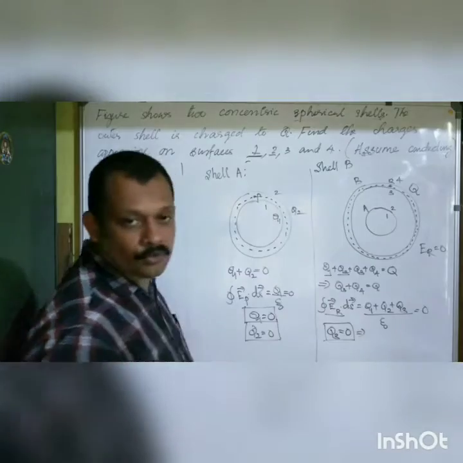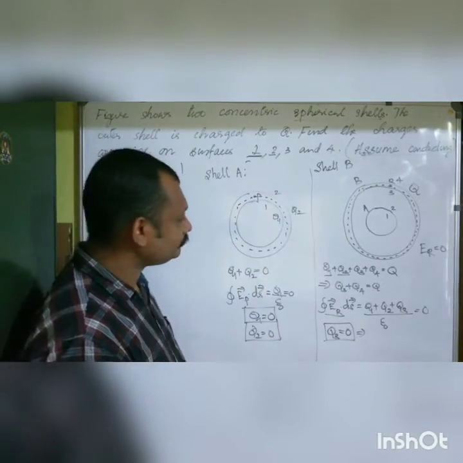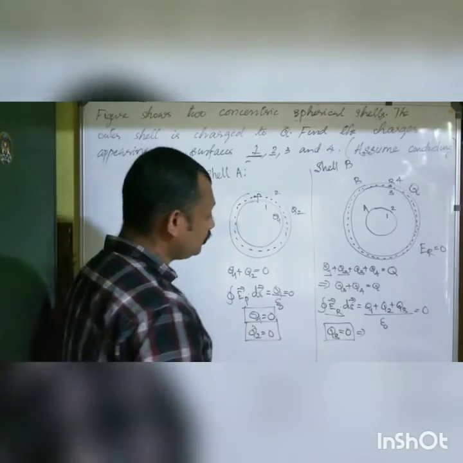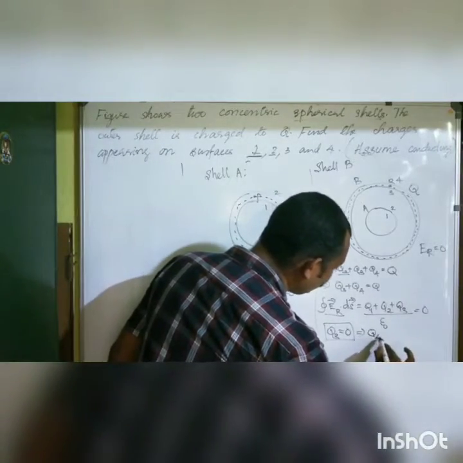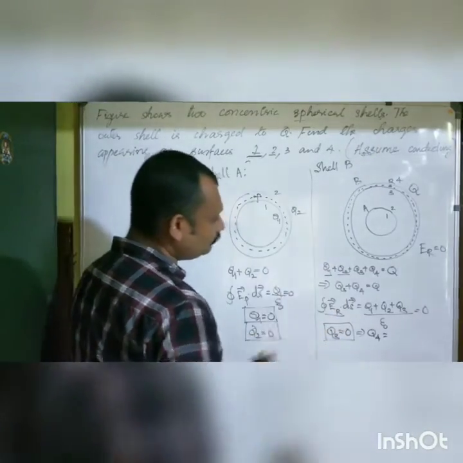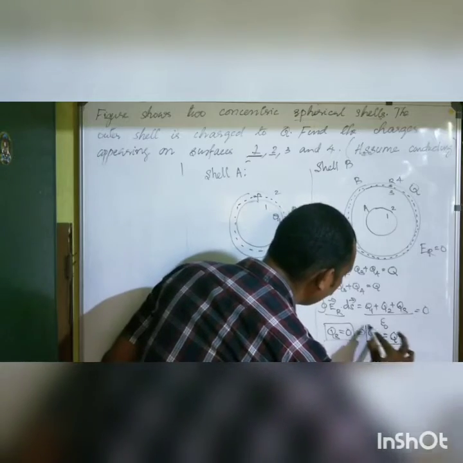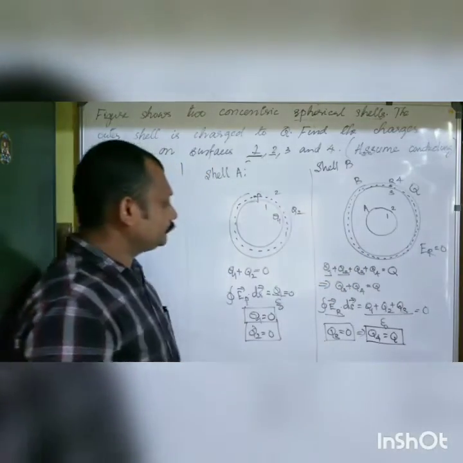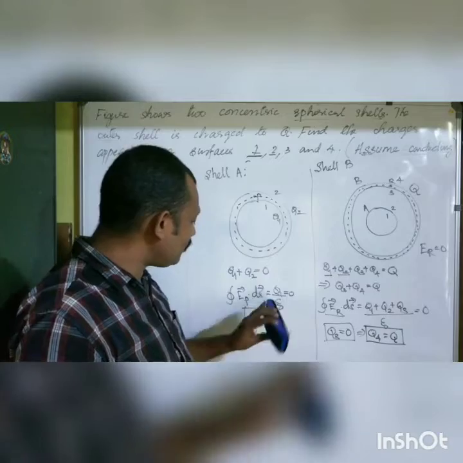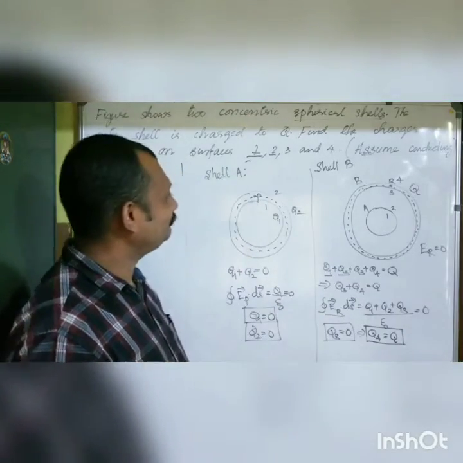Now what is going to be Q4? The value of Q4. Q4 is equal to Q. The problem is over. Q1 is equal to 0. Q2 is equal to 0. Q3 is equal to 0. Q4 is equal to Q.